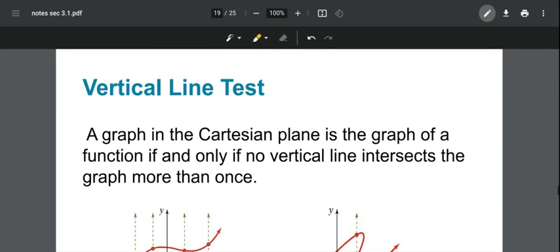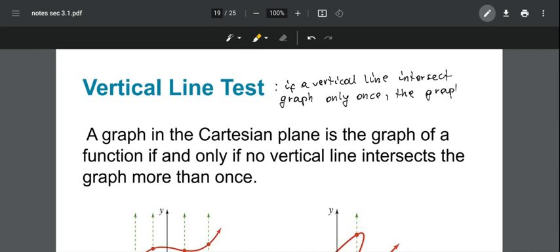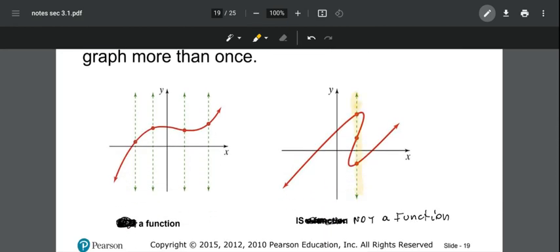So let me just write the vertical line test. If a vertical line, and that vertical line is the imaginary vertical line which we create, intersects the graph only once, the graph is a function. Okay. So if the vertical line intersects the graph only once, very important, only once, then the graph represents a function. That's why in this case, not a function.